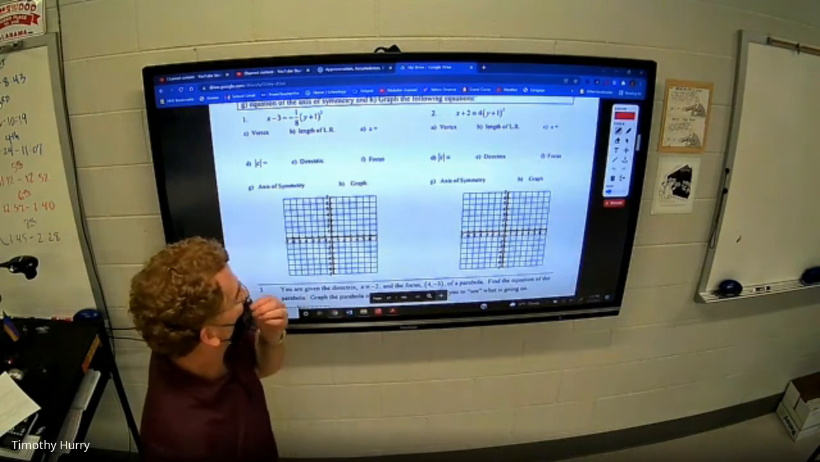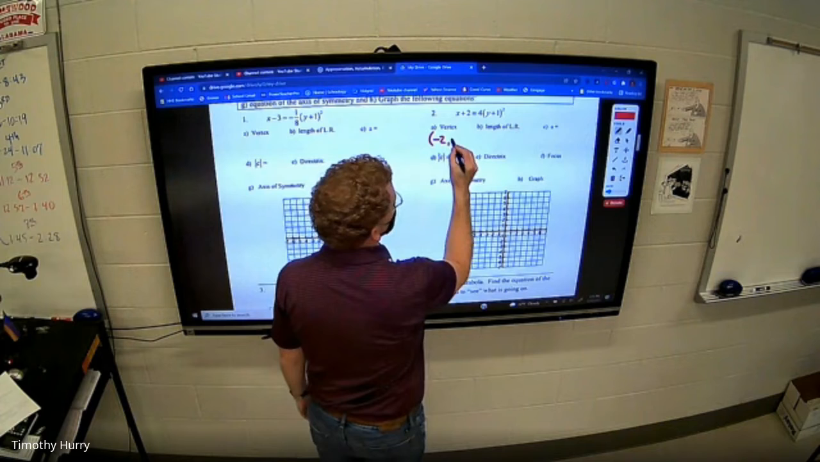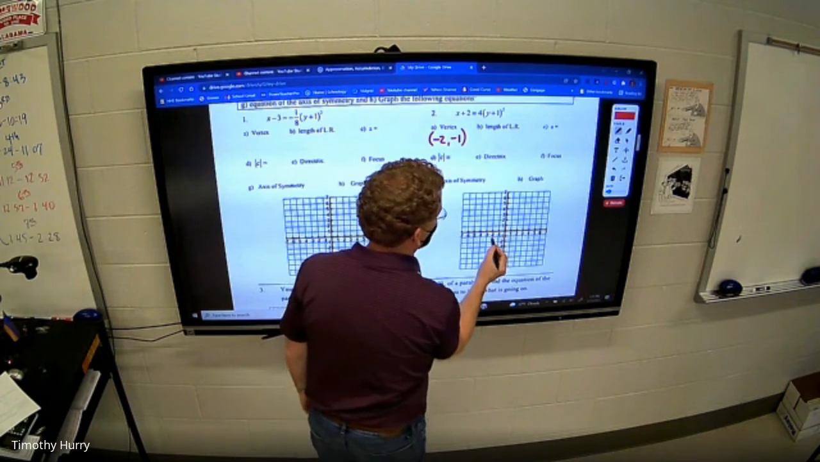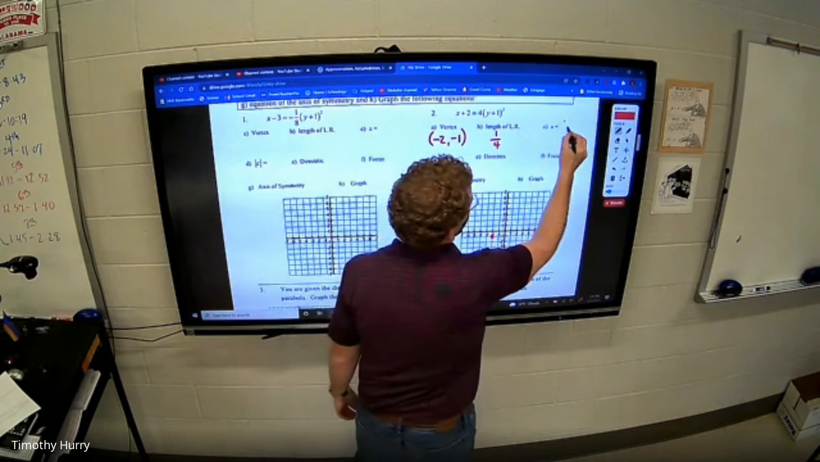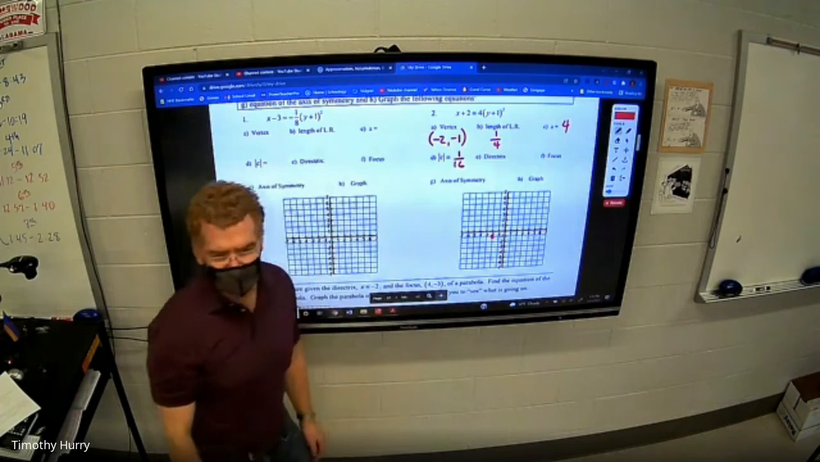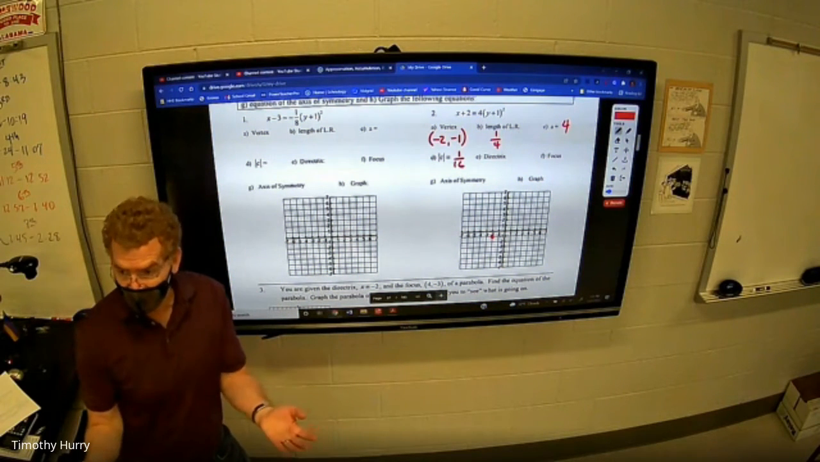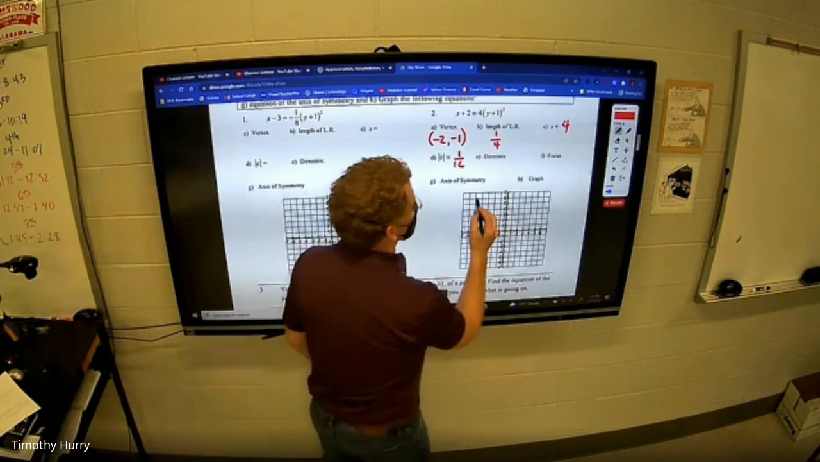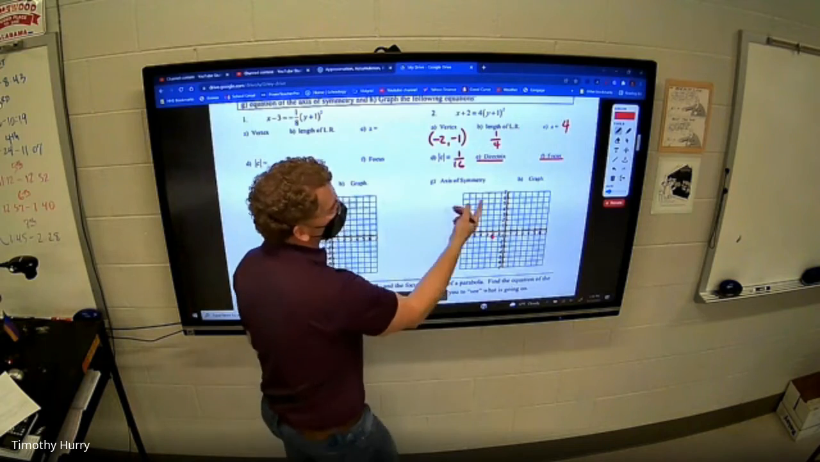All right, so we said vertex, -2, -1, and you can mark that if you want. We said length of the latus rectum is a 4. A is still 4, but C is 1/16. Very weak information if I want to use that to graph, which is why we came up with the cheap trick, right? And then directrix and focus means those are going to be weird values. So before I get to those, what would the axis of symmetry be?